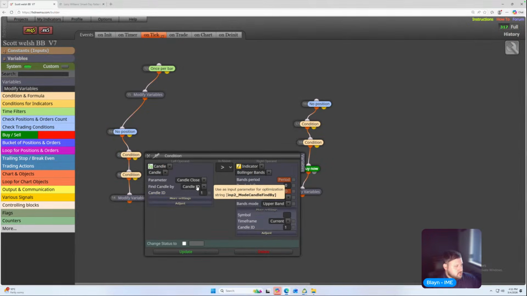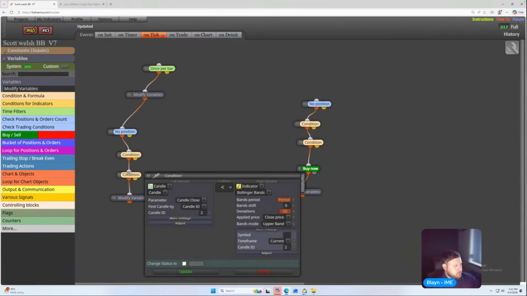The candle close of candle ID 1, so that's the last candle that's just closed, is above the Bollinger Band period, standard deviation, upper band, again candle ID 1. Candle ID 2 close is below the upper band. I wish I had TradingView integrated into this machine, but I don't, because I'm just using Parallels here to show you this, because I use a Mac.